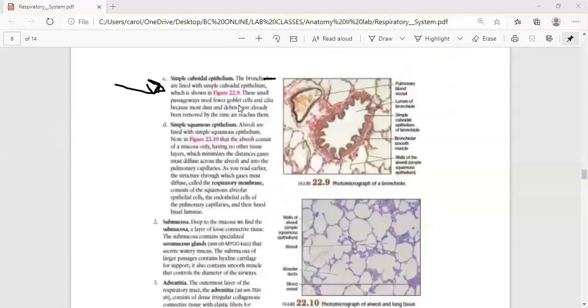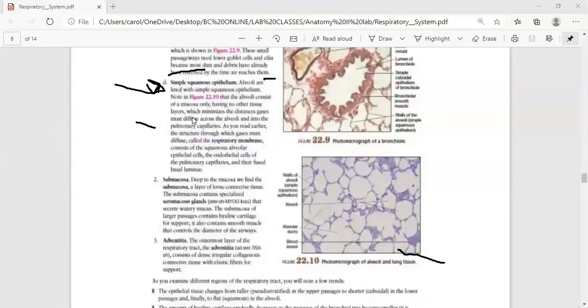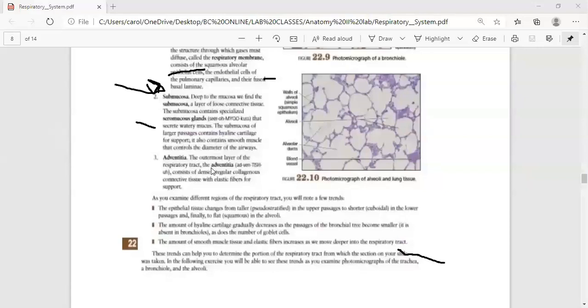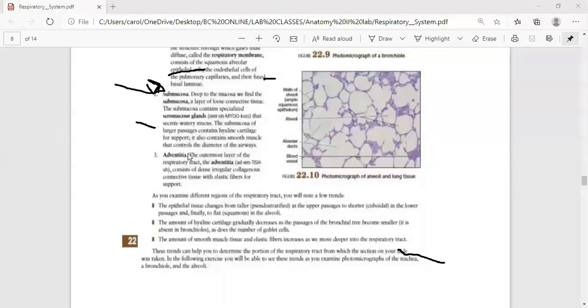Okay, so then we have here simple cuboidal, right? You have that in the bronchioles, for example. Simple squamous, right? We said that's in the alveoli. And you can clearly see here, right there, that's only one layer of cells. Those are other layers that we're going to have in the respiratory system. These are layers, not cells. They're going to be submucosa and adventitia, as you can see right here.